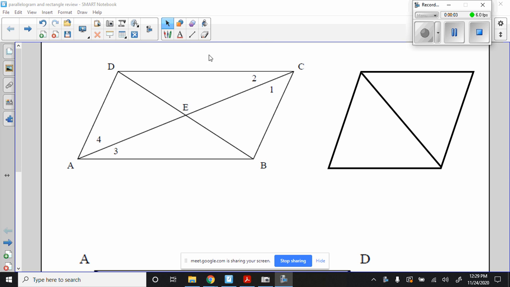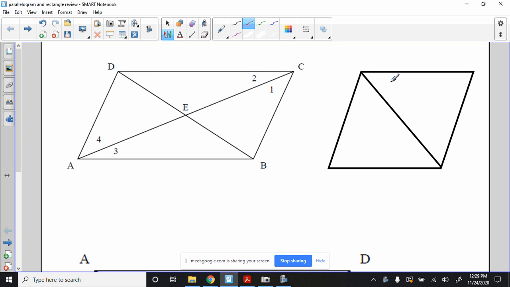What I want you to know about parallelograms and rectangles when it comes to their diagonals is that the diagonals create what we called in geometry A alternate interior angles. So these two angles are considered alternate interior and are equal.